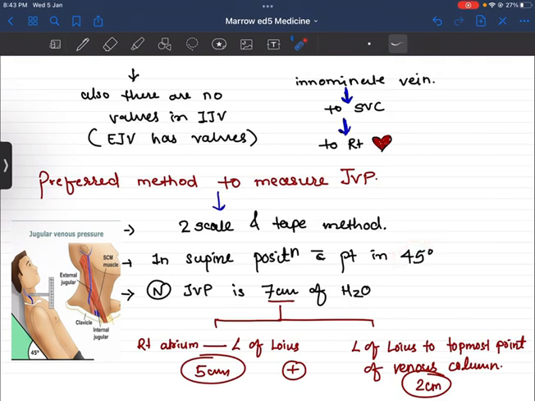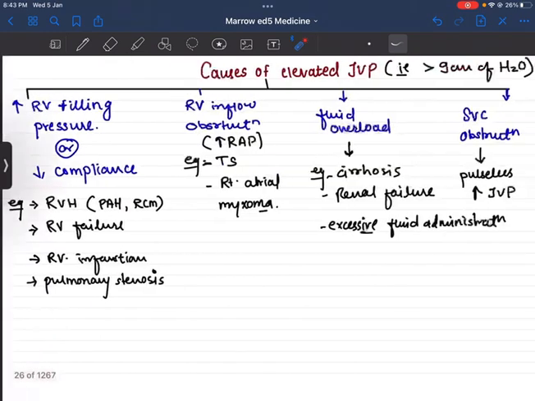What is the normal JVP? It is 7 cm of H2O. First, we calculate it from the right atrium to the angle of Lewis, which is 5 cm, and then we add the measurement from the angle of Lewis to the topmost point of the venous column, that is 2 cm, that is a total of 7 cm.